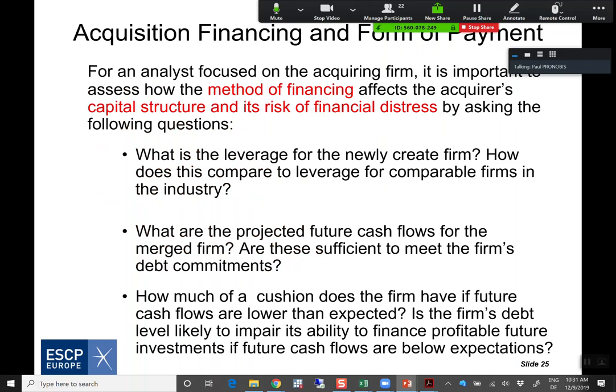So as I said, in your report, questions that you might address in terms of acquisition financing are, again, what is the leverage for the newly created firm? How does this compare to the leverage for comparable firms in the industry? What are the projected future cash flows for the merged company? Are these sufficient to meet the firm's debt commitments? So just looking at the interest paid, and if there's a lot of debt raised and the interest that needs to be paid goes up, how does this compare to the operating cash flows that the company is generating? So in general, how much cushion does the company have for its future debt obligations?